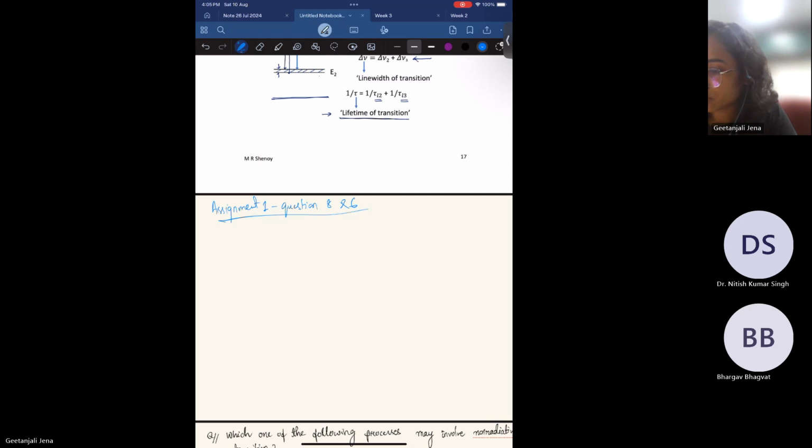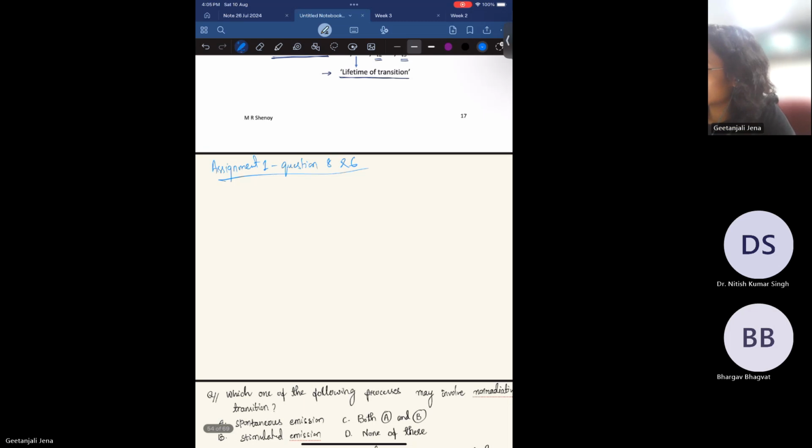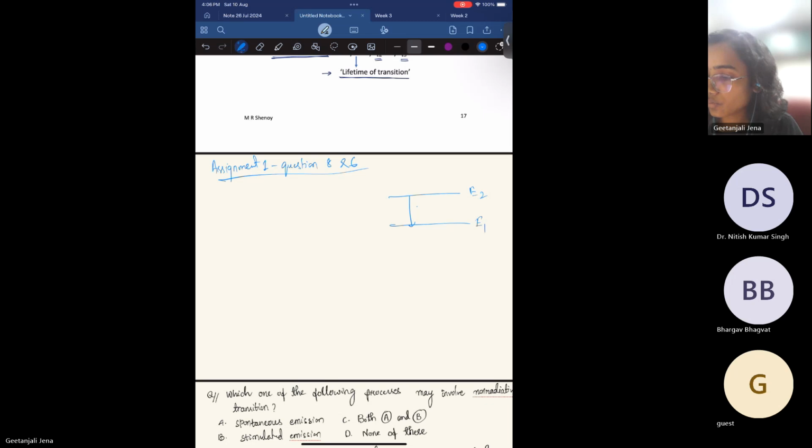Assignment 1. Question number 8 is: the energy difference between atomic levels in a non-degenerate two-level system is 1.8 electron volt. So there are two energy levels, E1 and E2, and the difference is 1.8 electron volt. If the two-level atomic system is in thermal equilibrium at room temperature, so it's KBT.